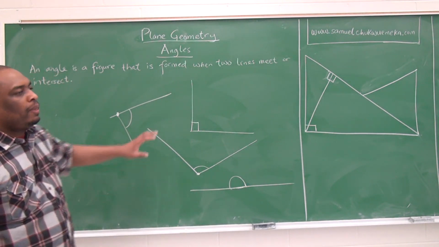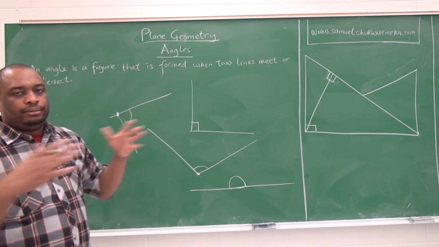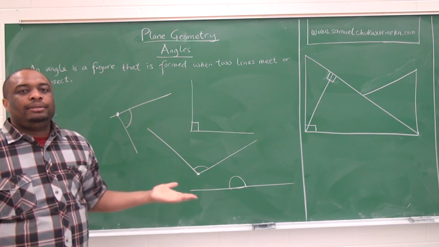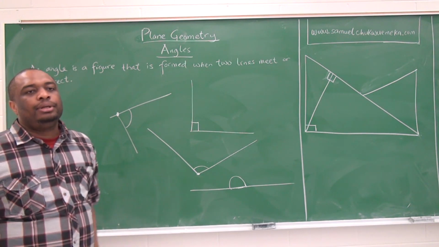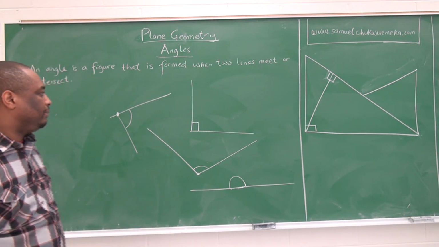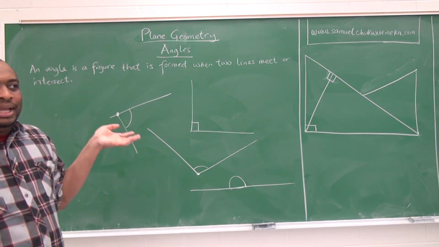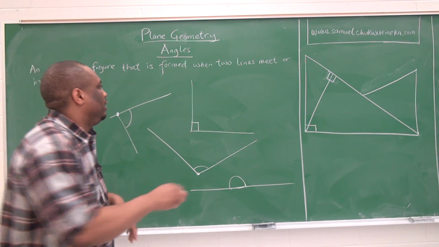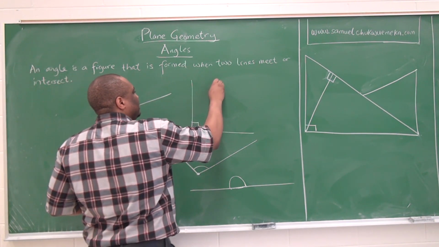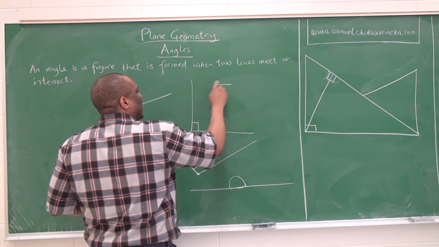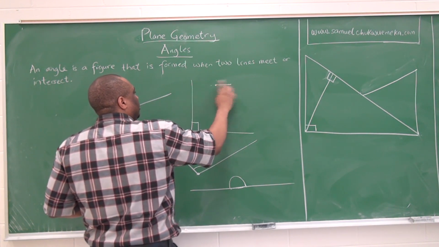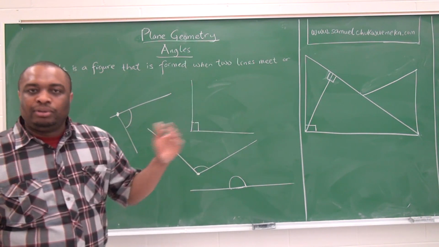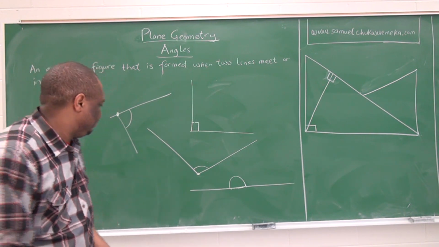So whenever two lines meet, meeting means intersection, an angle is formed. Just like you have a line as the intersection of points, when you have two points meet, it forms a line. Now when you have two lines meet, it forms an angle.